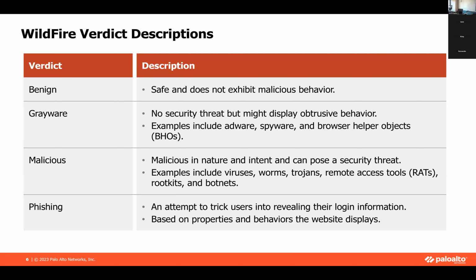All right, so those verdict descriptions. Benign just means that it's safe or does not exhibit any malicious behavior. Grayware means that there's no security threat, but it might display obtrusive behavior. Examples would be something like adware, spyware, browser helper objects, etc. Malicious is going to be with the intent and nature that can impose a security threat. Examples of that would include viruses, worms, trojans, remote access tools or RATs, rootkits, and botnets. And then lastly, phishing is just an attempt to trick a user to reveal their login information, and that can be based on properties and behaviors within the website.